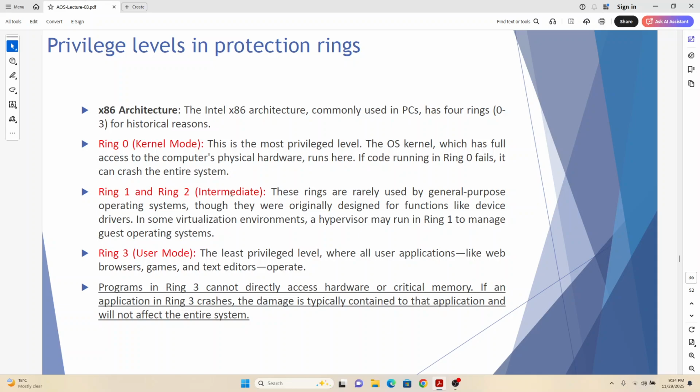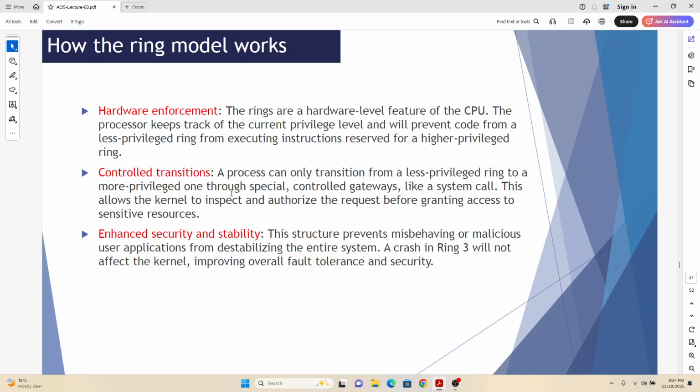Privilege levels in protection rings. As I told you before, we have ring 0, ring 1, ring 2 and ring 3. Ring 0 is where the kernel lies, rings 1 and 2 are intermediate levels, and ring 3 is the user mode. So we have different types of rings, and these are privilege levels of the operating system, and it is a purely virtual concept.